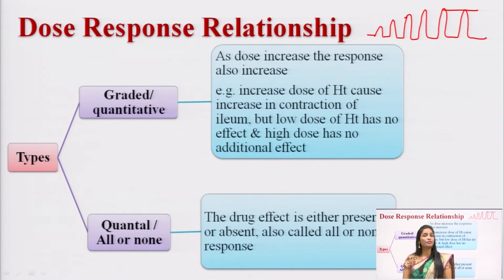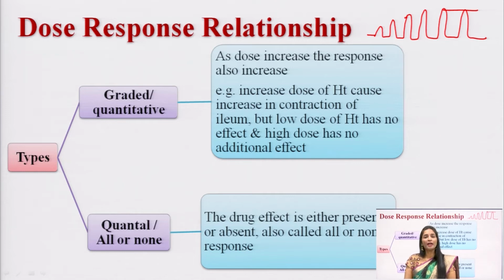Why is there no response with the increase in dose? Because the receptors have been saturated. All the receptors present on the particular muscle have been occupied by the drug, and there is no further receptor for the drug to bind to. So, as the dose increases initially the response increases, but with a further increase in dose it cannot show any increase in response, which you can call a ceiling effect.